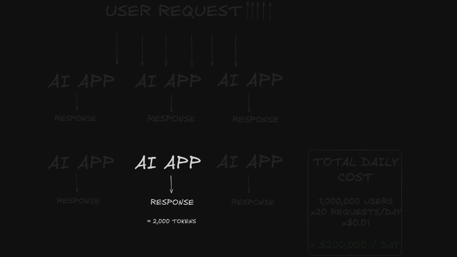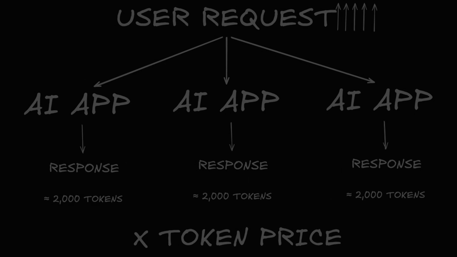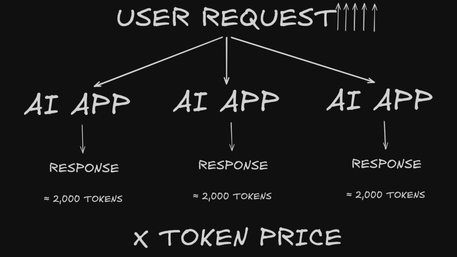But here's what most founders miss. You are not paying per request. You are paying per token, and a single response can easily be 2,000 tokens. Not just the answer, the input, the system prompt, the hidden reasoning, all of it counts. This is the real equation. Not just users, not just requests, but tokens. Every request turns into thousands of tokens, and when requests spike, tokens spike with them. Your real cost is number of users multiplied by requests per user, multiplied by tokens per request, multiplied by the token price. And once traffic grows, that multiplier explodes. That's how you wake up to $200,000 per day.